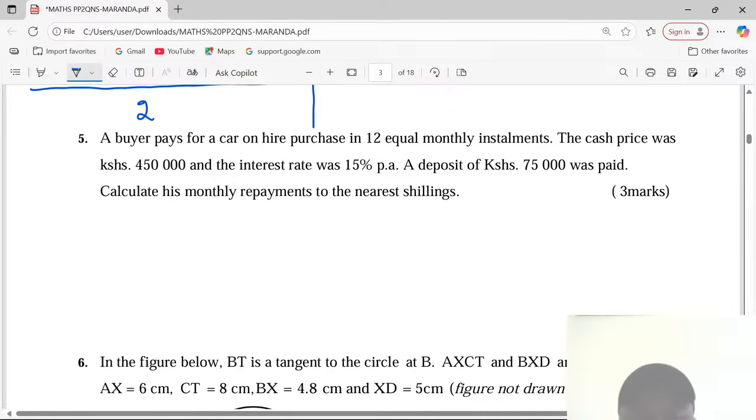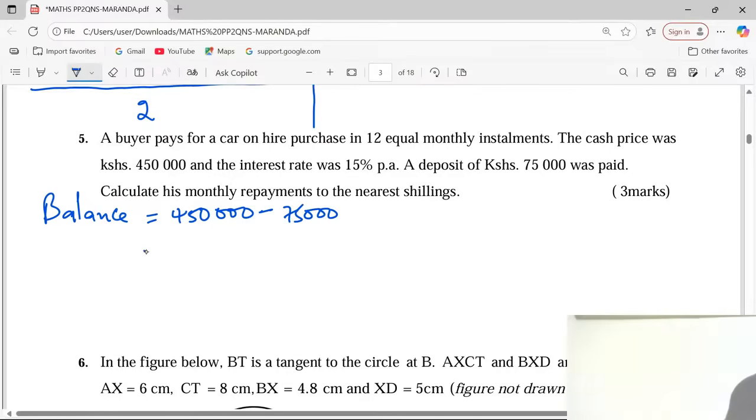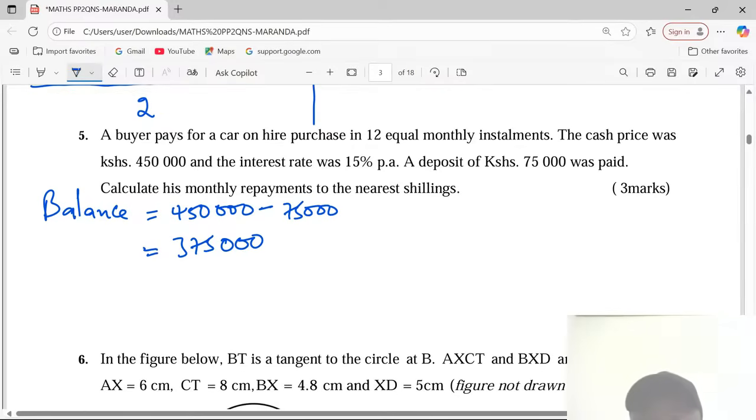So the thing that we're supposed to know here is that the balance after a deposit was made is what earns interest. So the balance becomes our principal, and it is that principal which will earn interest. 450,000 minus 75,000 gives us exactly 375,000. So after making the deposit, the balance was 375,000.